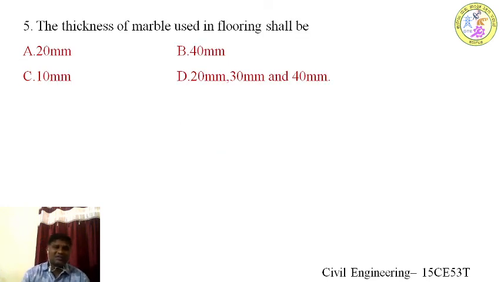The fifth question, the thickness of the marble used in the flooring shall be... Option D is the right answer, 20, 30 and 40 mm, and this thickness is variable to adjust to the requirement of the owner, whether it is used for a high traffic area or low traffic area. In case of shopping malls, there is more traffic, more people will be walking, so we are going to use higher thicknesses, and for houses, the thickness will be reduced.